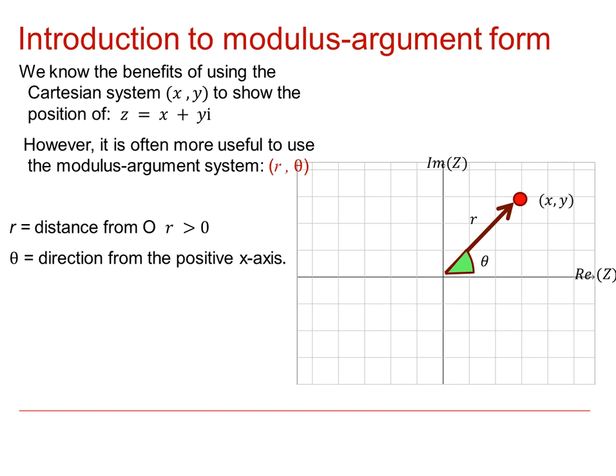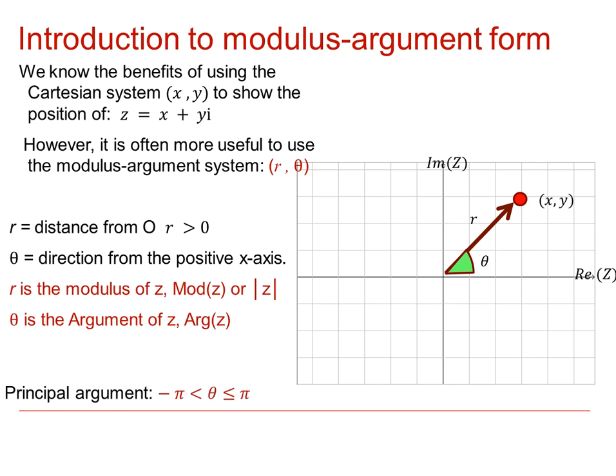R is the distance from the origin, it's always greater than 0, and theta is the direction from the positive x-axis. Measured positively, the direction would be anti-clockwise. R is known as the modulus, which is often written as mod z, or using two lines around the z. So the modulus of z is the distance from O, and theta is known as the argument, so the angle is the argument.